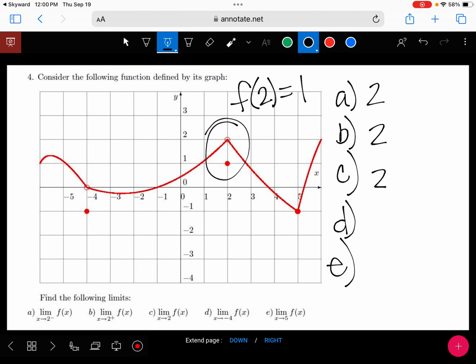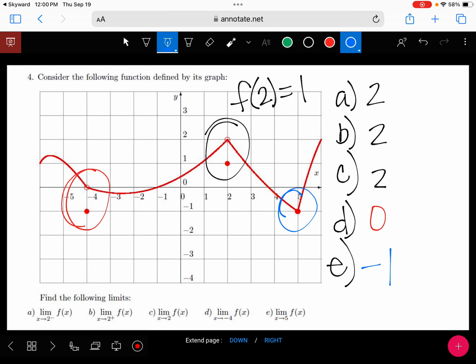D and E, at -4, we have another removable. Removables have a limit. Where is the graph? Not the point, but the graph. 0. And then E is asking at 5, which doesn't have anything happening. So where is the graph? -1. All right, so now that's the end of limits.